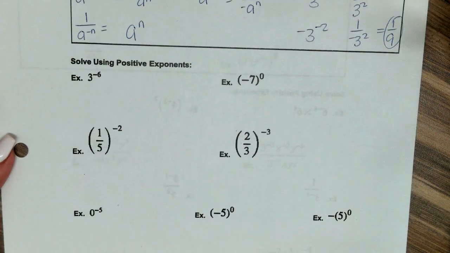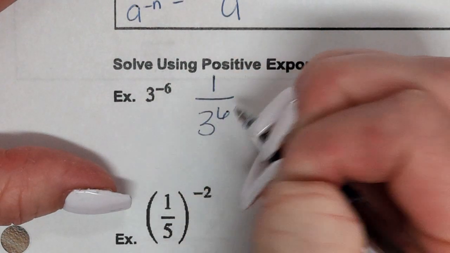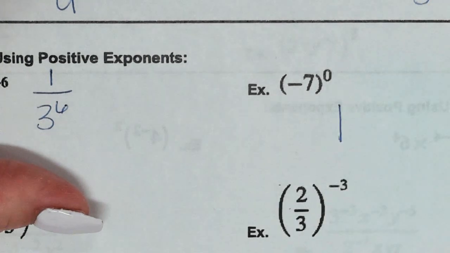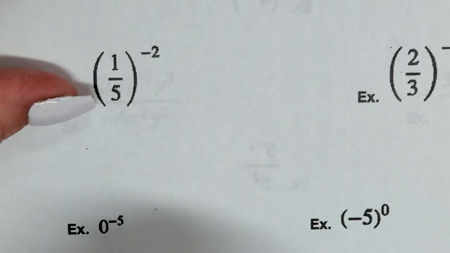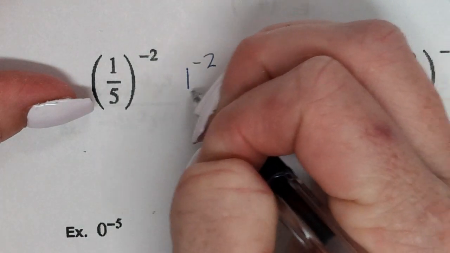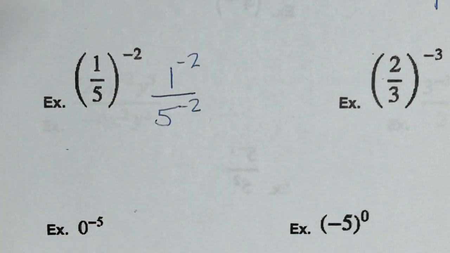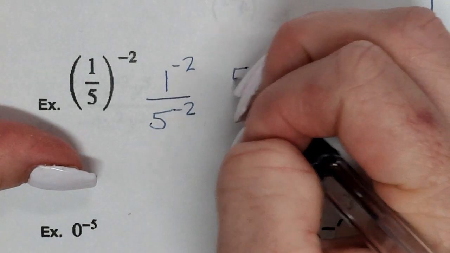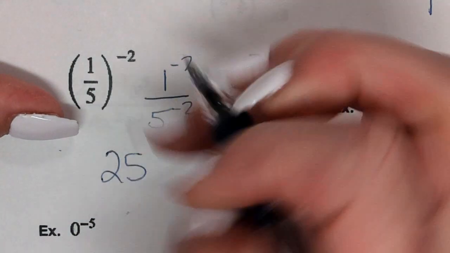All right, here we go. Examples. How would I write this? Done. Anything raised to the power of 0 is? Good? This one, I have to distribute this negative 2 to everything in parentheses. So 1 to the negative 2 over 5 to the negative 2. Since they both have negative exponents, this one's going to move to the bottom and this one's going to move to the top. So it's 5 squared over 1 squared, which is just 25 over 1, which is just 25.